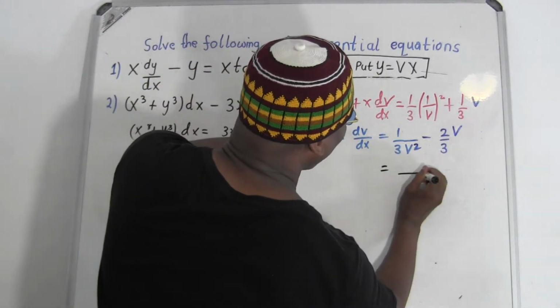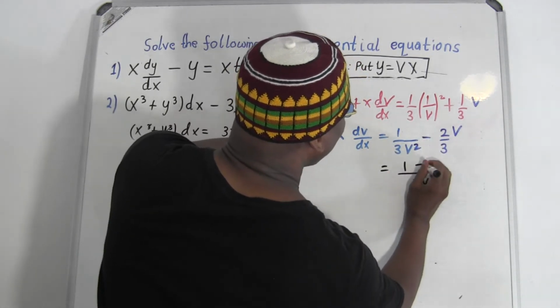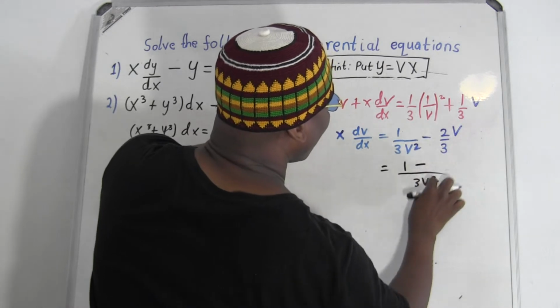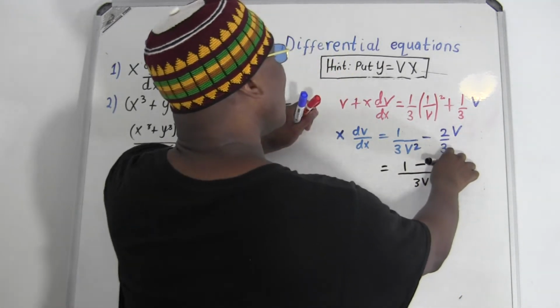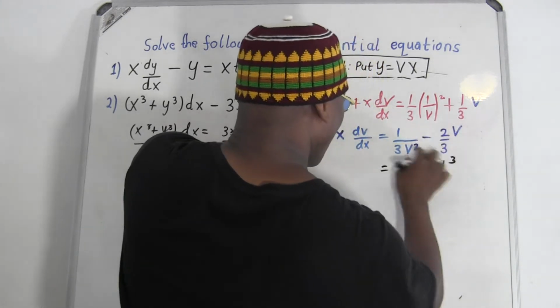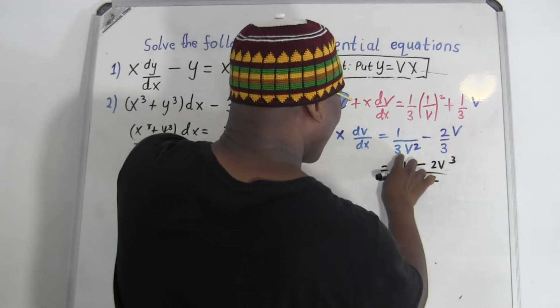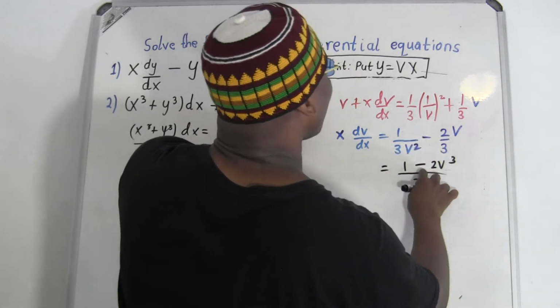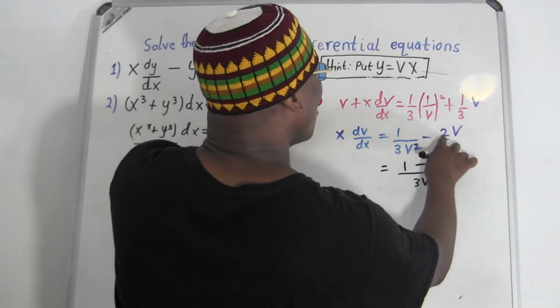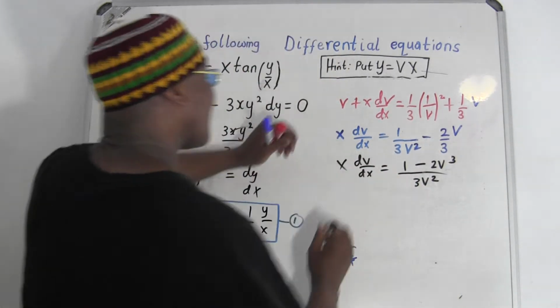So the common denominator here is going to become 3v squared. 3v squared divided by 3v squared is going to be equal to 1. And here you can just find the common denominator. 3v squared divided by 3 equal to v squared times 2v is going to become 2v cubed. Find the common denominator here and then work it out. 1 times 1 equal to 1 minus 2v cubed. This is going to be x dv dx.